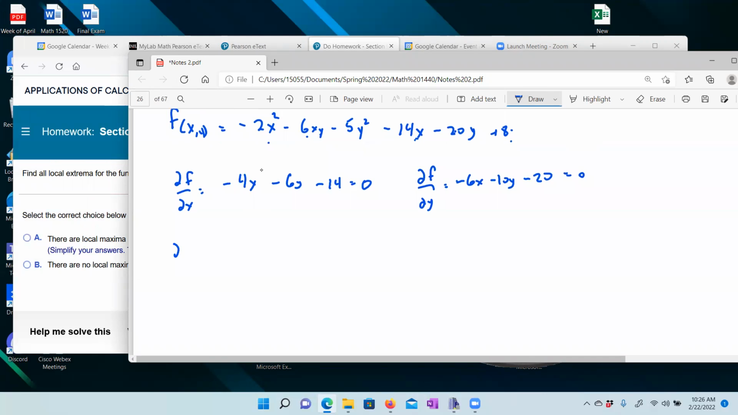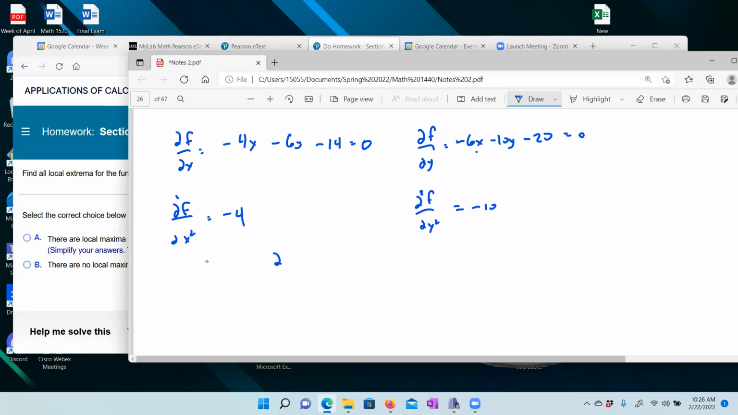All right, d squared f dx squared. So we're going to take the second derivative with respect to x. So just this piece, we just get -4. Then we have d squared f dy squared. We're going to go ahead and take this derivative. So 0, -10. Okay, and we're set.